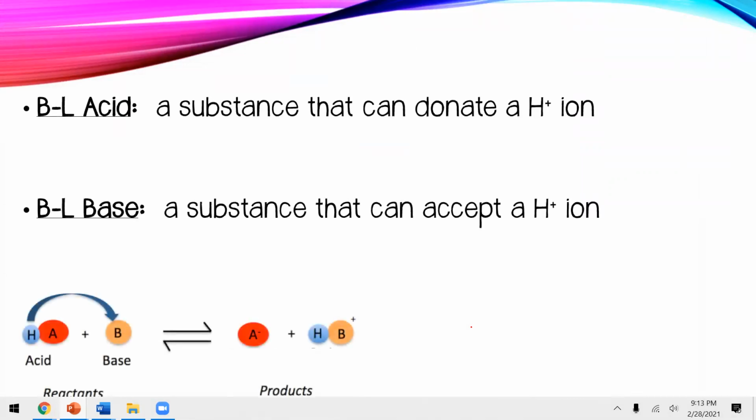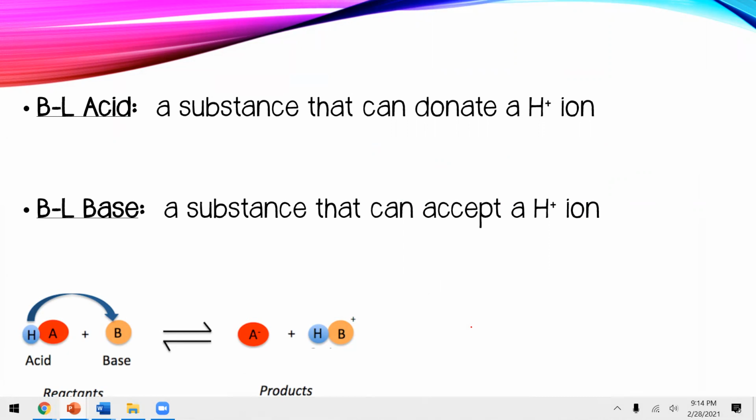They said this is the most common, and I have BL for Bronsted-Lowry. You can write the whole thing out if you would like to. So a Bronsted-Lowry acid can donate an H+ ion, and a Bronsted-Lowry base can accept an H+ ion. That's really all you need to know.